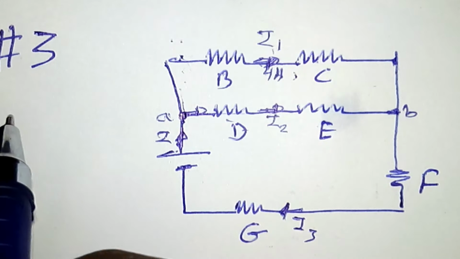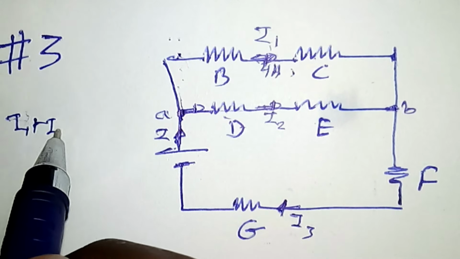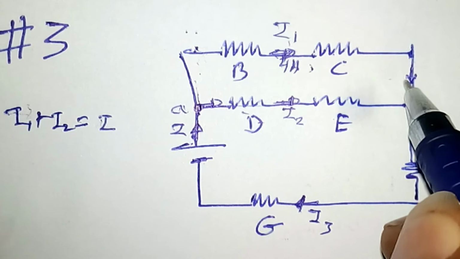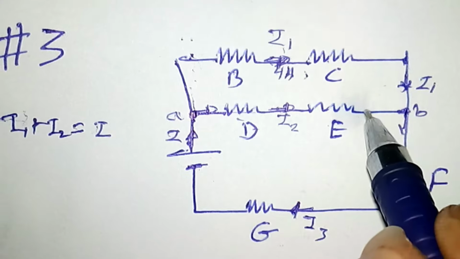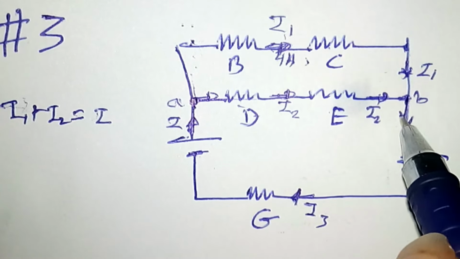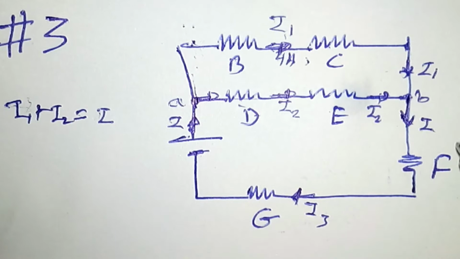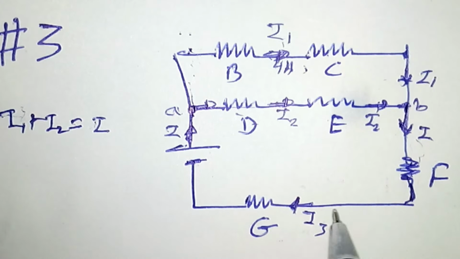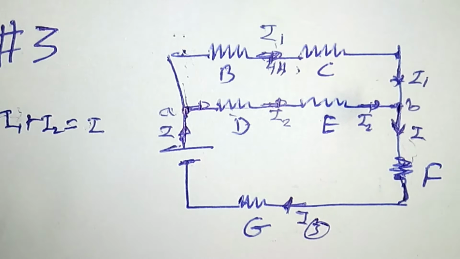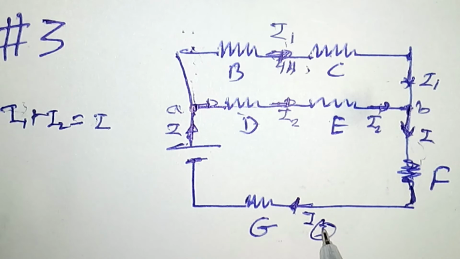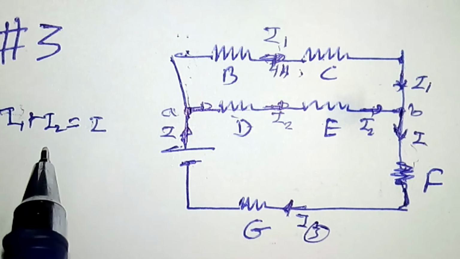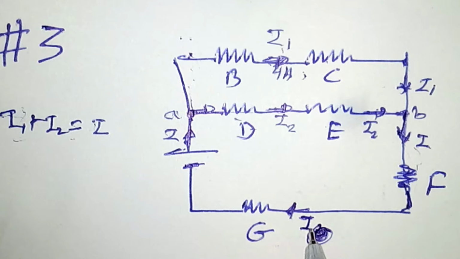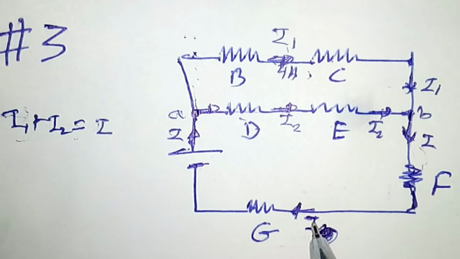From the junction rule we can directly see that I1 plus I2 is the total current, which I call I. At this point we can see this is current I1 and this is current I2, and they add together and become the total current I passing through the line here. So current I is the current passing through resistors F and G, which I call I3, or simply I. It is so simple to use. I1 plus I2 is simply I, and I is the current passing through resistor G. So I have to find this current.